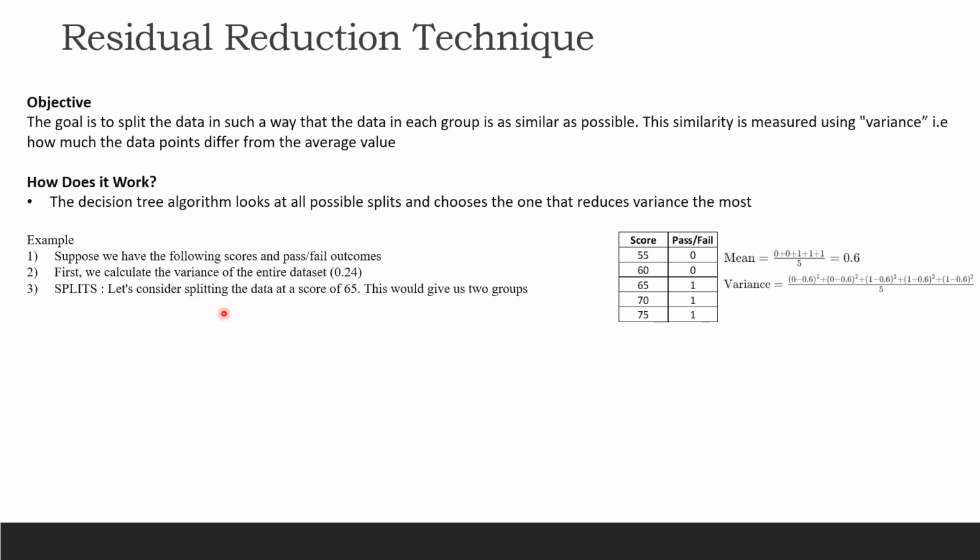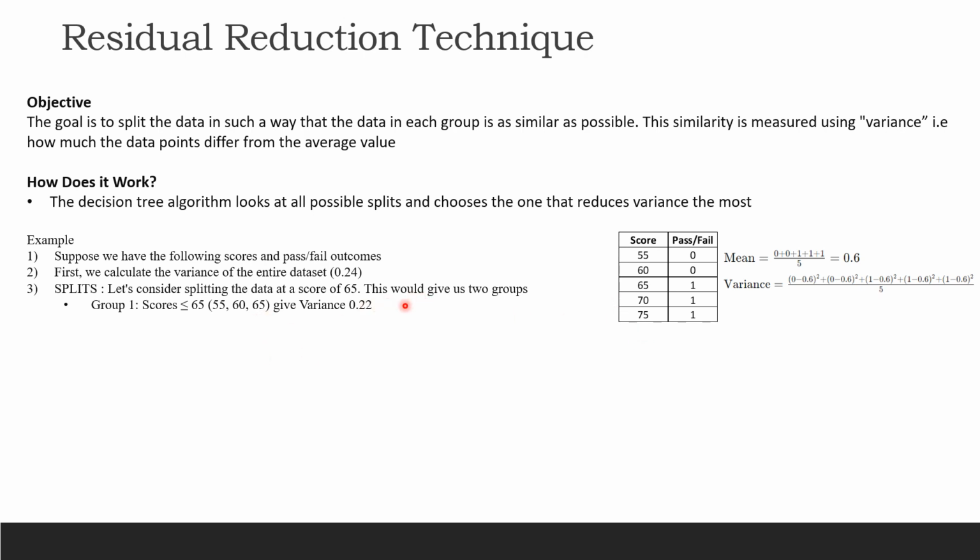So now coming to the split. What this algorithm will do is it will assess the prospective splits and then identify the best split. For the sake of simplicity, we just take one particular split point at the data with a score of 65. We see that intuitively 65 is where the change is happening. So let us consider splitting at 65. Now this will give us two groups. One group will be where the scores are less than or equal to 65, where we have three scores, 55, 60, and 65. And the second group will have 70 and 75.